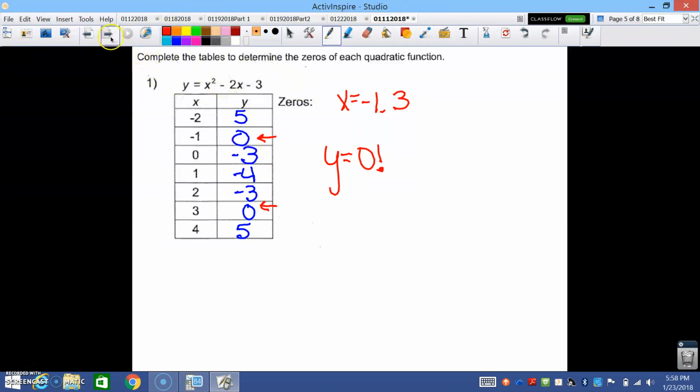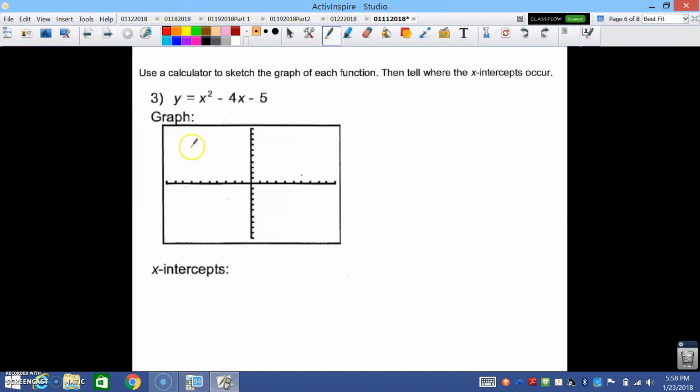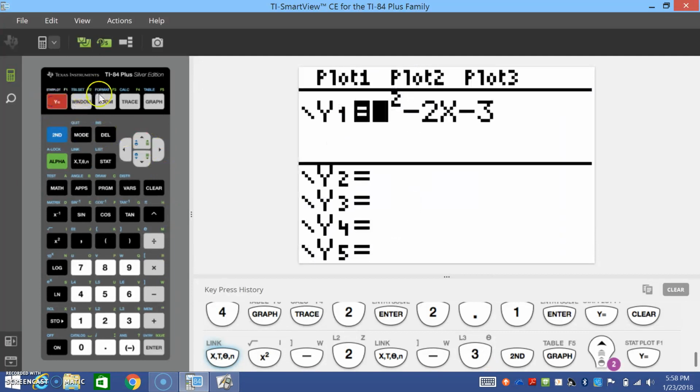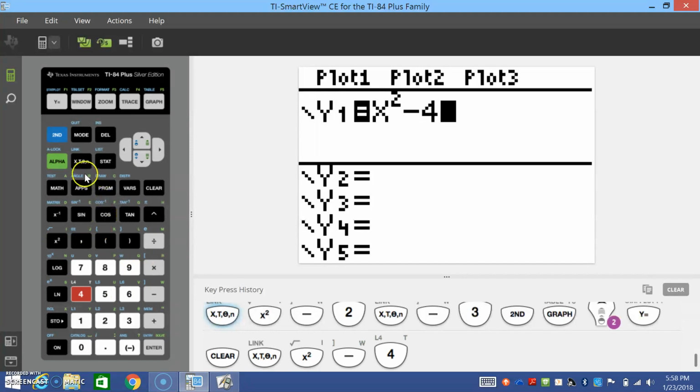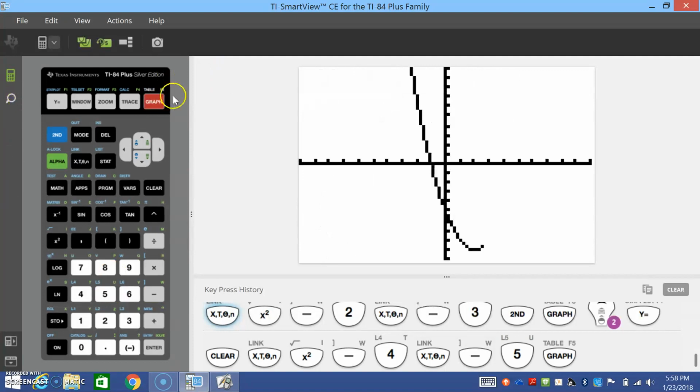Okay, so let's look at our next problem. It says use a calculator to sketch the graph of each function, then tell where the x-intercepts occur. So again, we can just graph this on our calculator, right? So we can go to y equals, clear that, and graph x squared minus 4x minus 5, right? Go to graph.